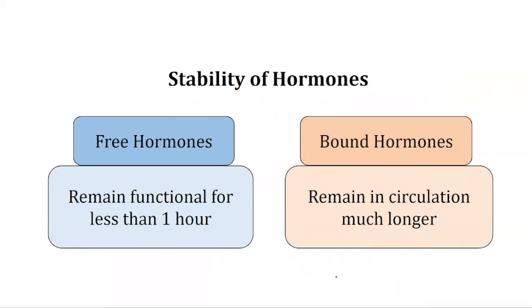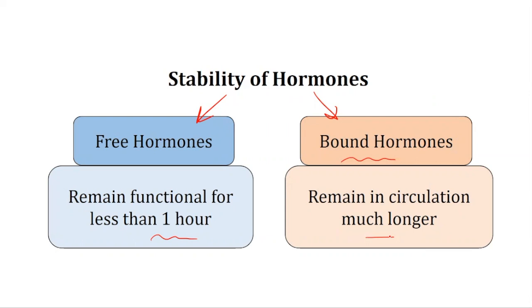So how do hormones travel in the blood? Hormones can travel as free hormones or bound hormones. Free hormones, because they are not protected, remain functional in the blood vessel for less than 1 hour. That's pretty long though, compared to the neurotransmitters. Bound hormones, which are bound to transport proteins, remain in the circulation for much longer, because they are protected by these additional proteins.